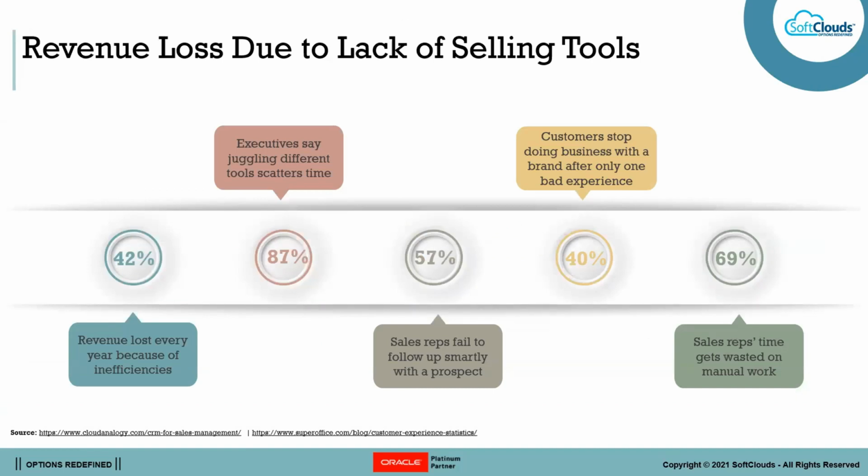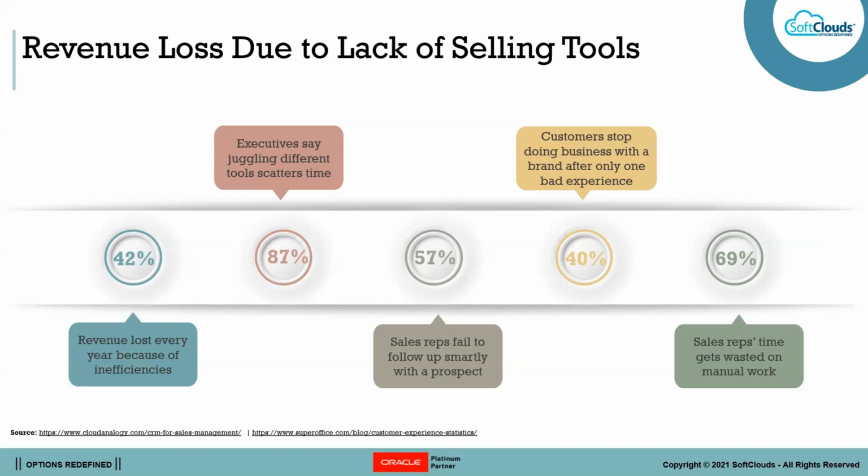And if we look at the channel pipeline or the revenue pipeline, there's a number of places where revenue leakage takes place. For example, 42% of revenue is lost every year because of inefficiencies. We all see this. It happens in anything from inefficient sales processes to the way in which we do business, the way in which we create opportunities. All of these things make it very difficult to run an efficient process.